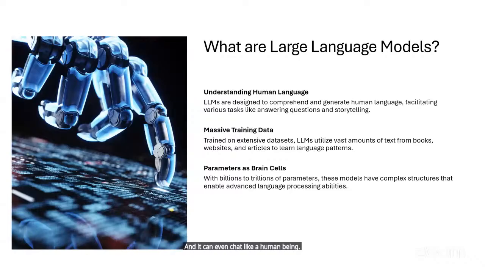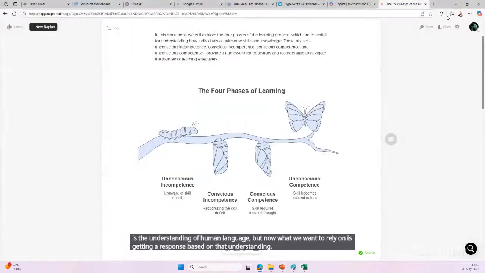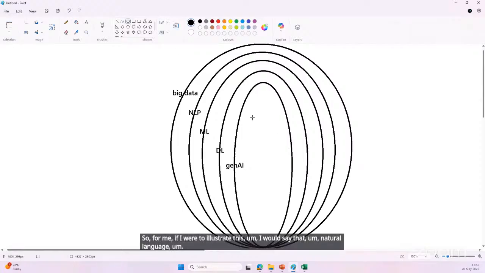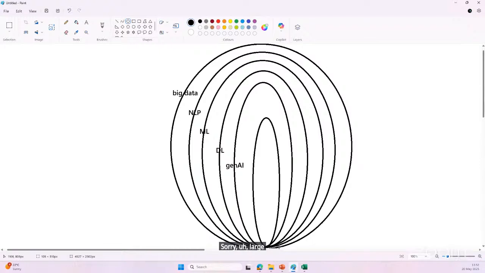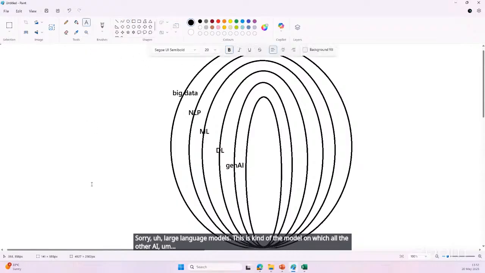Okay, so natural language processing is the understanding of human language, but now what we want to rely on is getting a response based on that understanding. So for me, if I were to illustrate this, I would say that large language models, this is kind of the model on which all the other AI methodologies rely. So we'll call this a large language model.